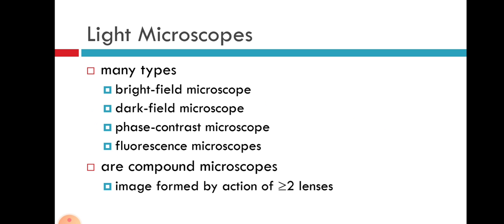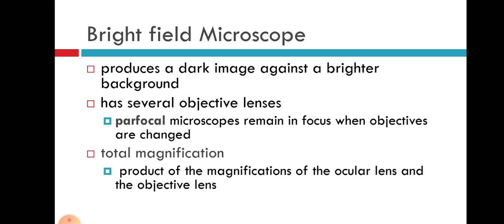Light microscopes. Light microscopes are of many types like bright field microscope, dark field microscope, phase contrast microscope, fluorescence microscope. All these microscopes are compound microscopes, which means the image is formed by the action of more than two lenses. Bright field microscope.